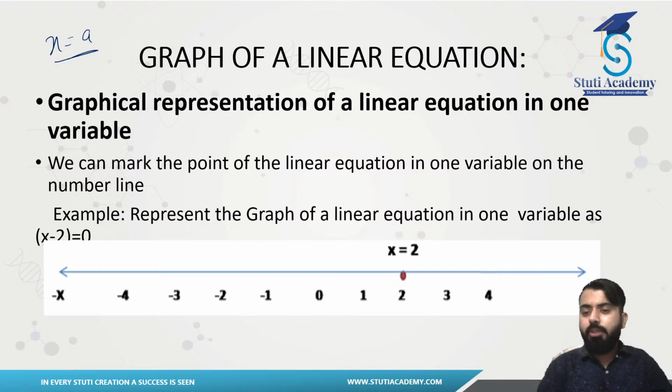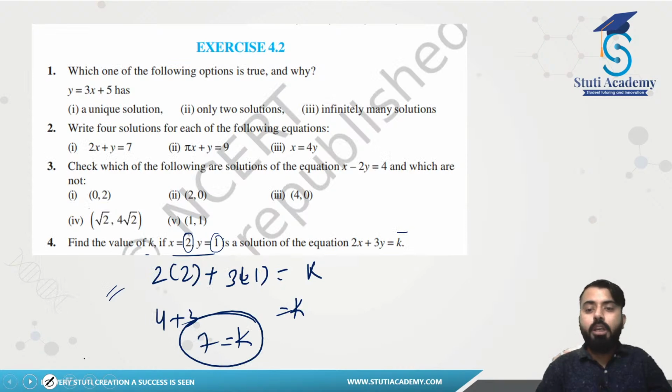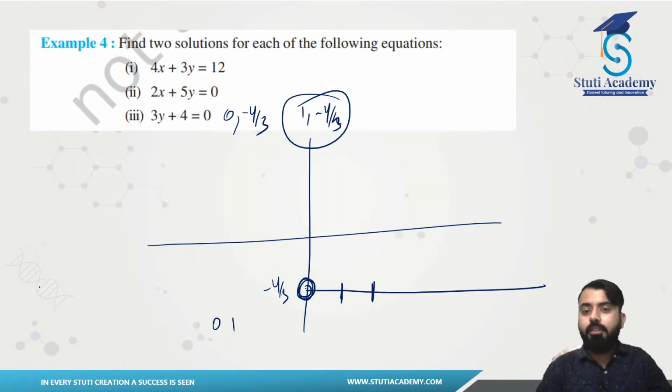Now in the case of two variables, you just have to plot those solutions that you have got from that equation. Like in this case, remember, here we had these solutions, right? In this part, we had some solutions. Your first one is x, second one is y. You can easily plot them on the graph and you will be getting the graph form of a linear equation in two variables.